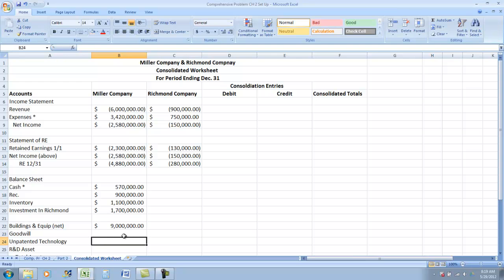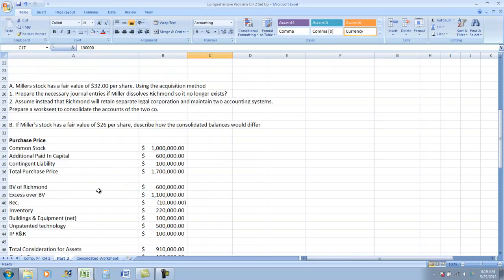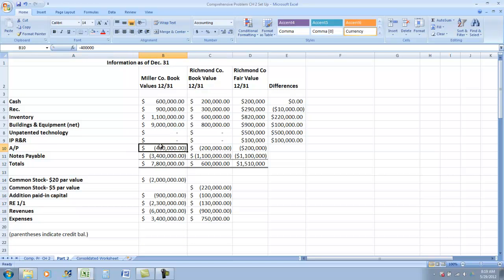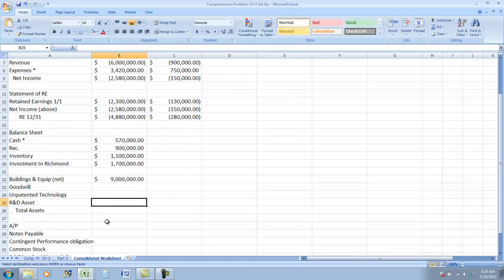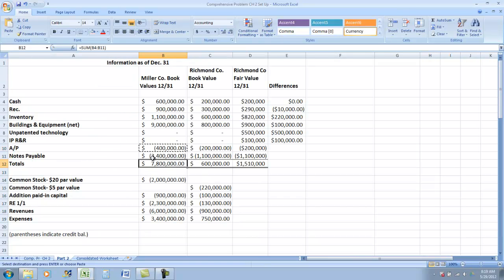Then we have unpatented technology, R&D asset. See if we have any of these on our parent company. Nope, we just have AP. Notes payable.